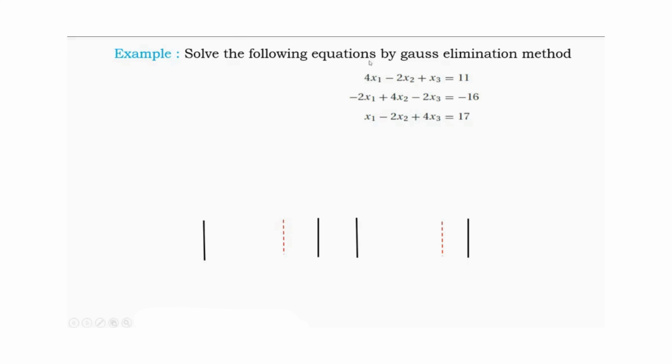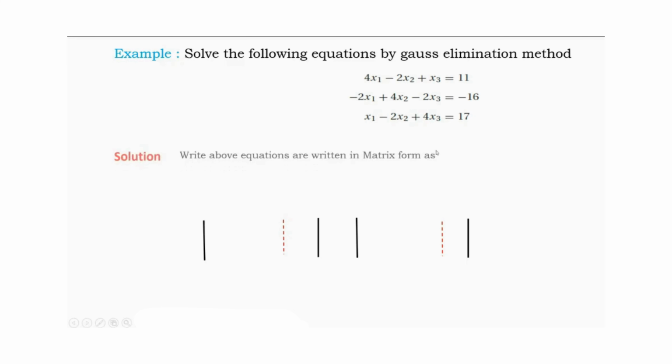Solve the following equations by Gauss elimination method. First equation, 4x1 minus 2x2 plus x3 is equal to 11. Second equation, minus 2x1 plus 4x2 minus 2x3 is equal to minus 16. x1 minus 2x2 plus 4x3 is equal to 17. This is the given problem. So we have 3 sets of simultaneous equations, or 3 linear equations.